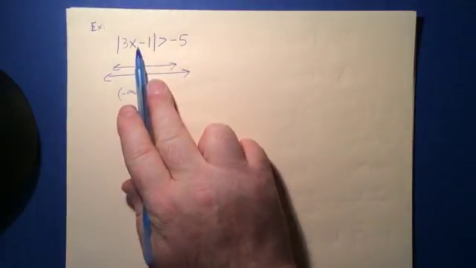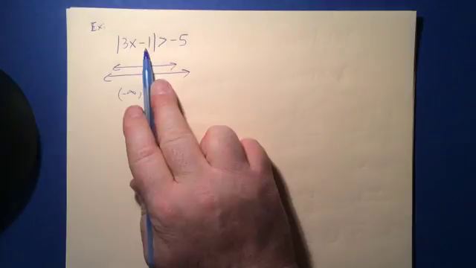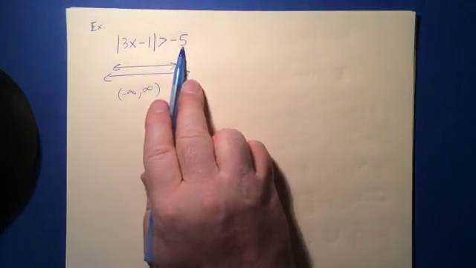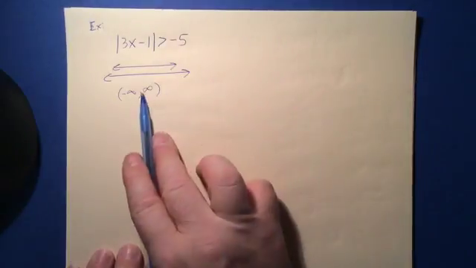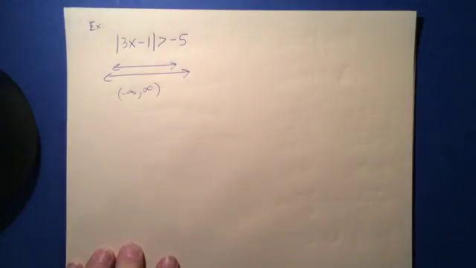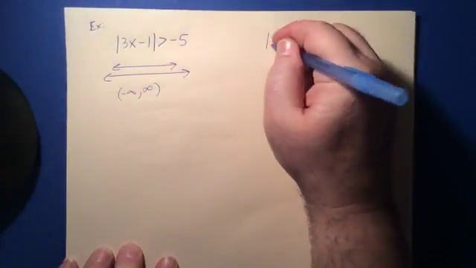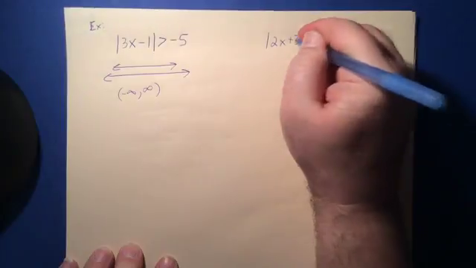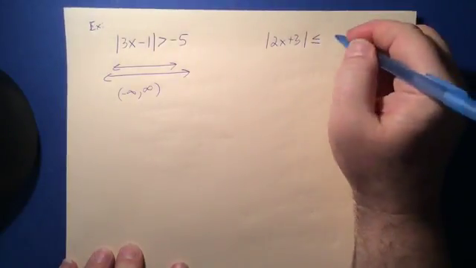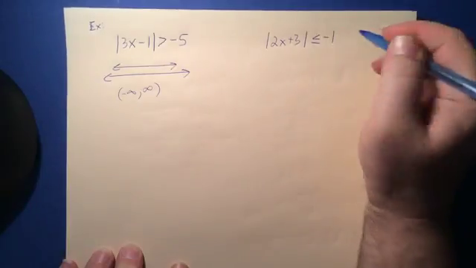No matter what you put in there, the value of the absolute value is going to be 0 or greater, which is always going to be greater than negative 5. So the answer to this is going to be negative infinity to infinity. On the other hand, you may see a question that looks like this. 2x plus 3, when is that ever less than or equal to negative 1?